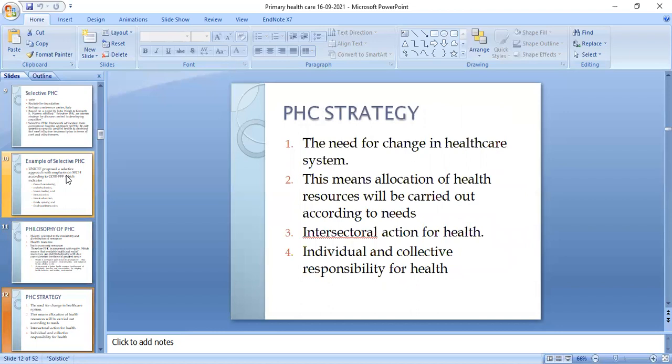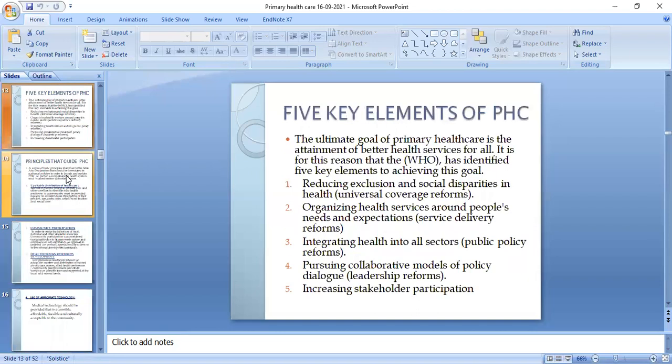Now the primary healthcare strategy. The primary healthcare strategy calls for a change in the healthcare system. This means that the allocation of health resources will be carried out according to needs, with intersectoral action for health, and individual and collective responsibility for health.